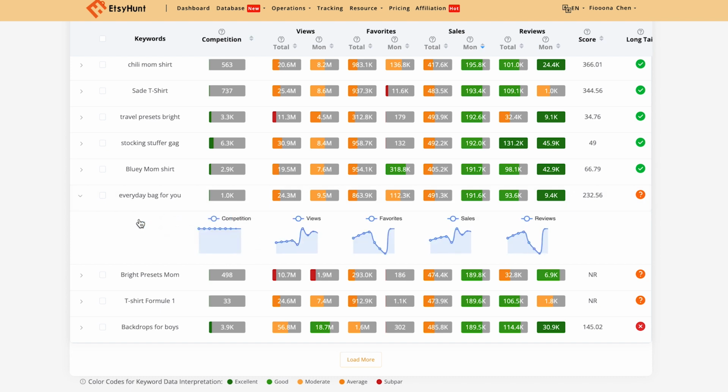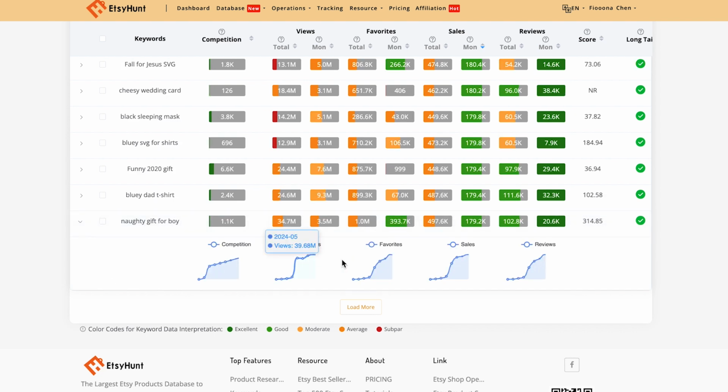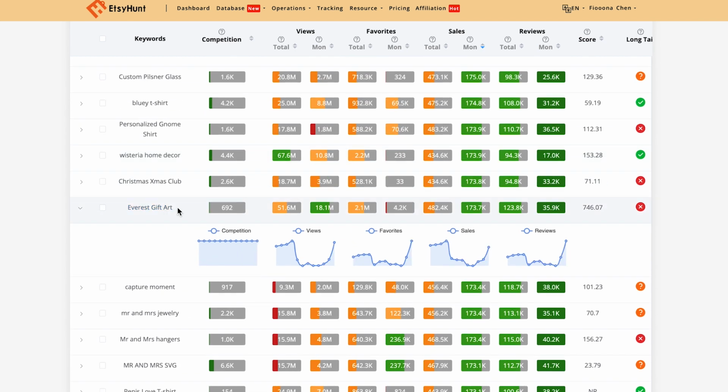Here, we can see keywords like everyday bag for you, naughty gift for boy, Everest gift art. These are keywords from different categories, with low competition, high sales, and high scores. They are high-quality keywords that can help increase traffic for products in various categories.